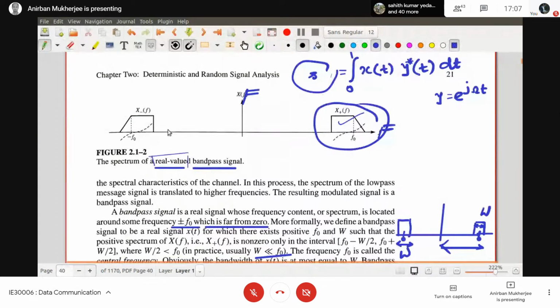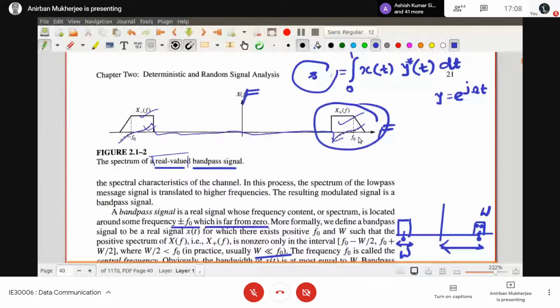This is the magnitude spectrum. The magnitude spectrum is an even function, and the phase spectrum, that means this dotted line, is the odd function. Do you understand why the phase line is like this? Please remember this one, because after that it is like this. So that's why an odd function should cross the origin, and also it will be like this.